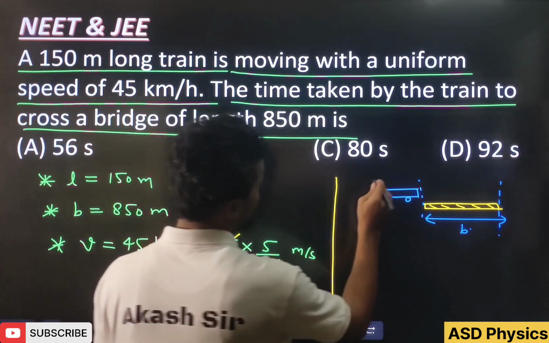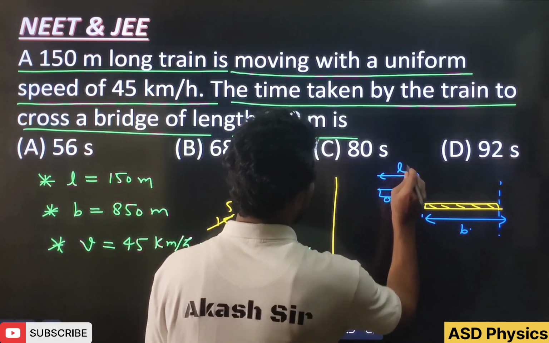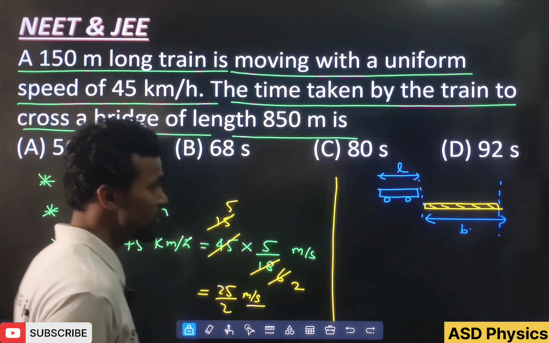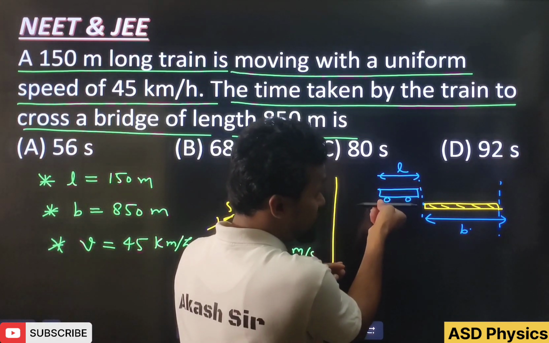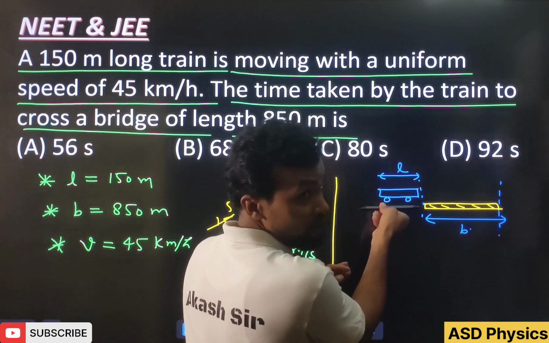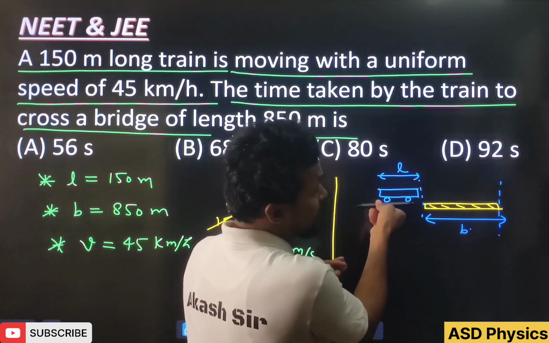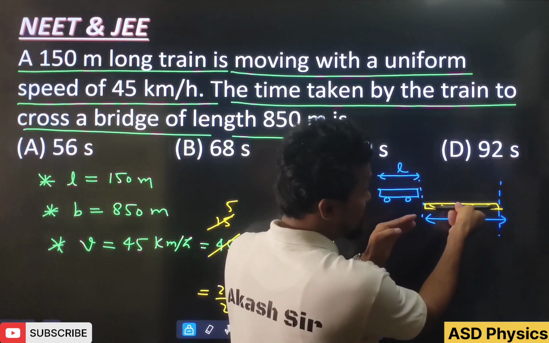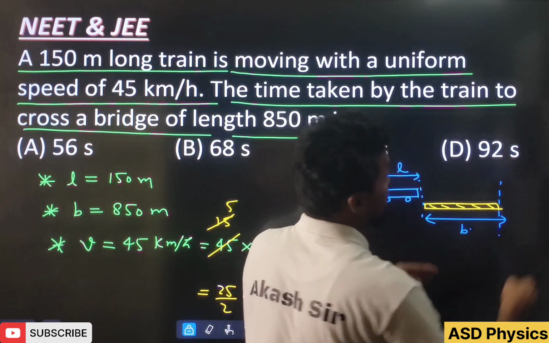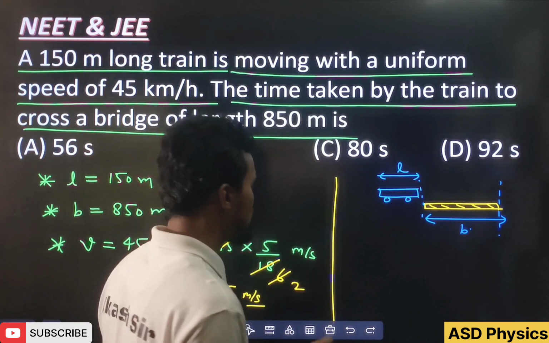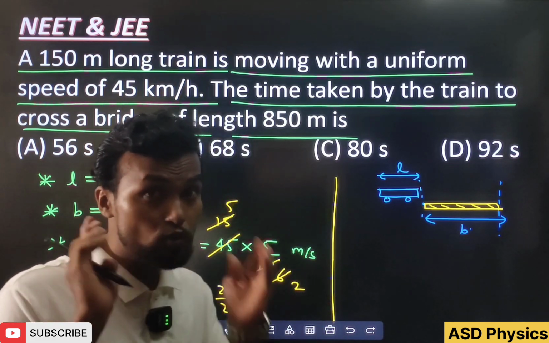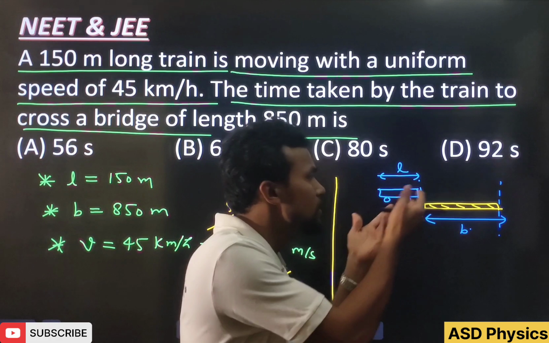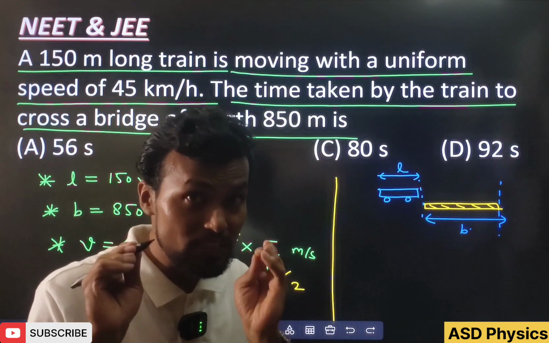So what will happen, students? If the train is going to cross a bridge, you know how much total distance it has to travel. First, this train has to travel the distance of the bridge. After that it will be on the bridge. Then again it has to travel a distance equal to its length. So students, the total distance traveled by the train to cross the bridge will be length of train plus length of bridge, that means L plus B.